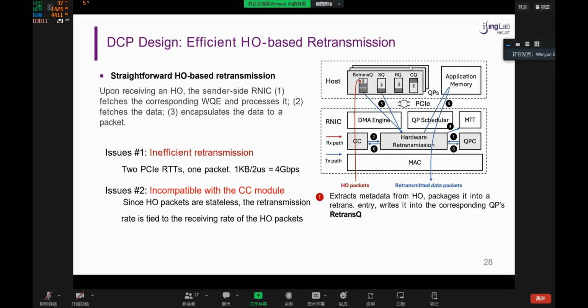Therefore, DCP proposes an efficient HO-based retransmission approach. The paper incorporates a retransmission queue, or retrans queue for short, in host memory for each QP on the RX path. Upon receiving an HO packet, the RNIC extracts some metadata from HO, packaging it into a retransmission entry and writes this entry, actually a data structure, into a corresponding QP's retrans queue. Note that this retrans queue is exclusively managed by the RNIC, so this does not involve any software overhead.